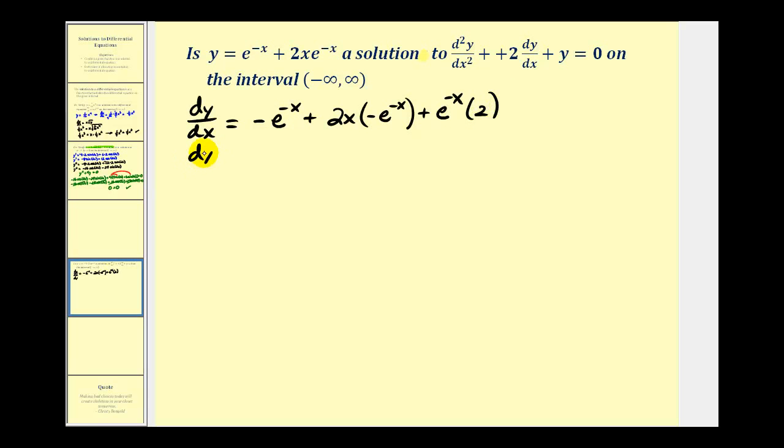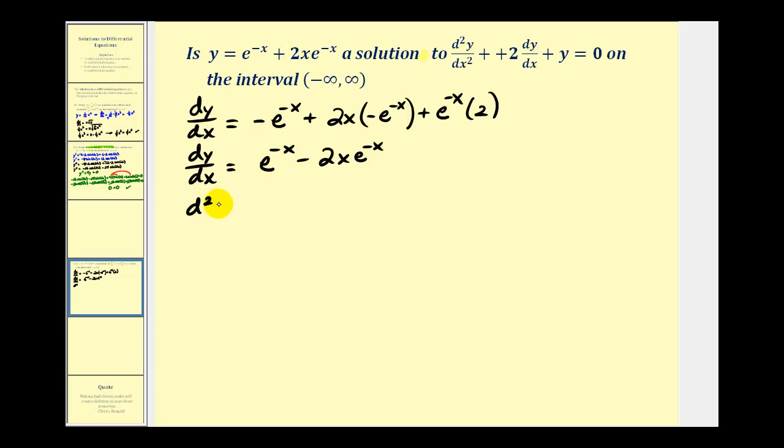Let's go ahead and clean this up. So we have dy/dx equals, this is negative e to the negative x, and this is plus 2 e to the negative x. So we'll have a positive 1 e to the negative x. This will be minus 2x e to the negative x. And now to find the second derivative, we'll find the derivative of this.